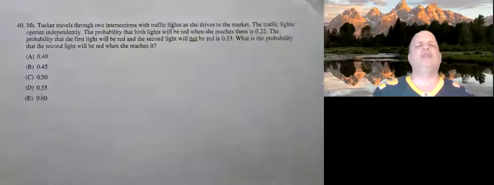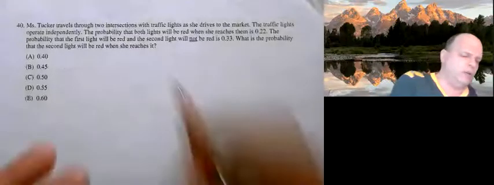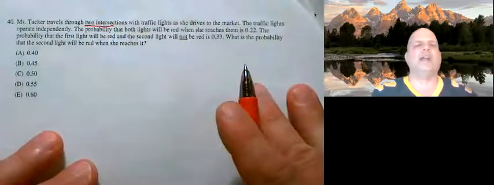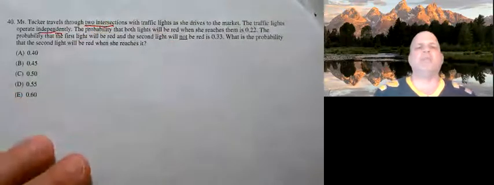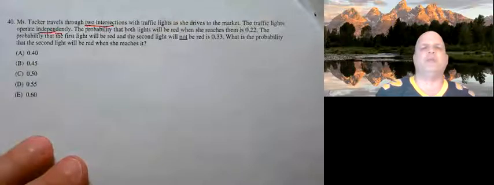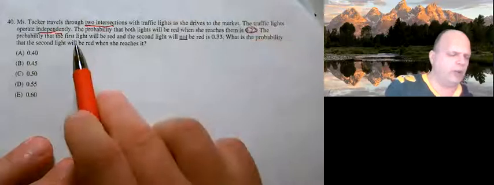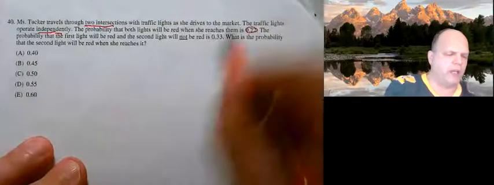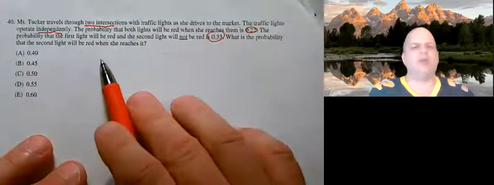All right, number 40. Ms. Tucker travels through 2 intersections with traffic lights. Oh, we got 2. Anytime we have 2, we're looking at some sort of table or sample space. The traffic lights operate independently. That's usually important. The probability that both lights will be red when she reaches them is 0.22. The probability that the first light will be red and the second will not be is 0.33. What's the probability that the second light will be red when she reaches it?